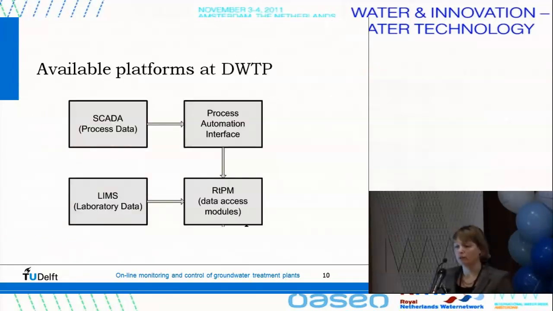So which platforms are already available at the drinking water treatment plant? What we have is SCADA. All process data are available, and these are collected through a process automation interface into the real-time plant management system. In this system, every pump setting, every valve position has a unique tag. So this gives us information about the operation of the treatment plant.